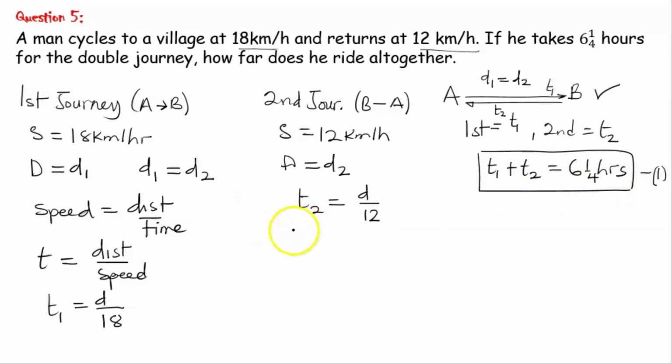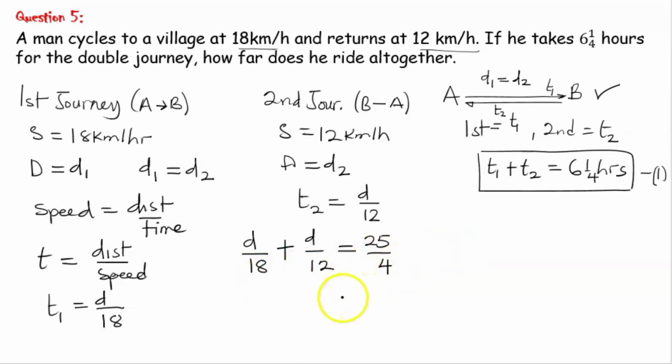From this equation, I know that my t1 plus t2 must be equal to 25 over 4. Okay, we change it to an improper fraction. So my t1, which is d over 18, when I add it to my t2, which is d over 12, this should be equal to 25 over 4.